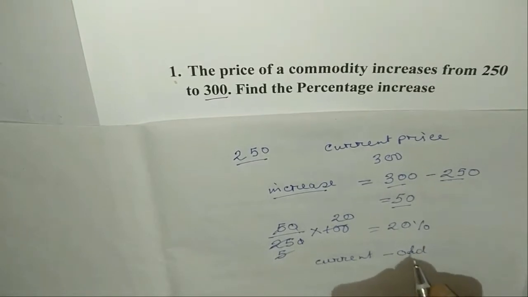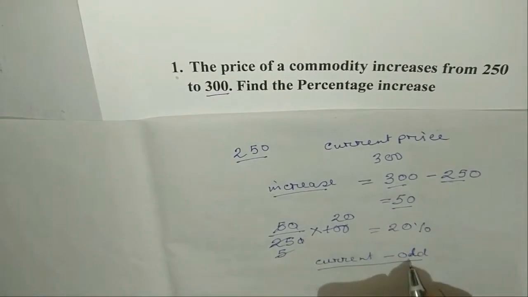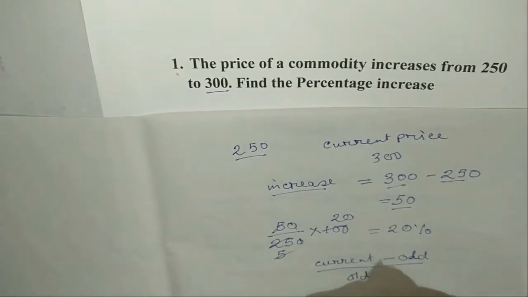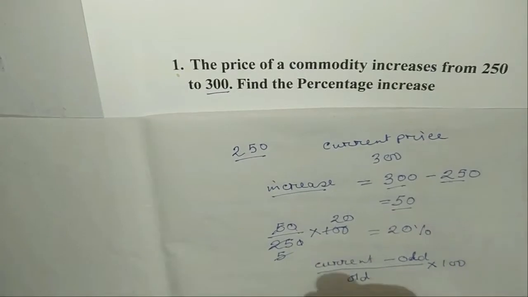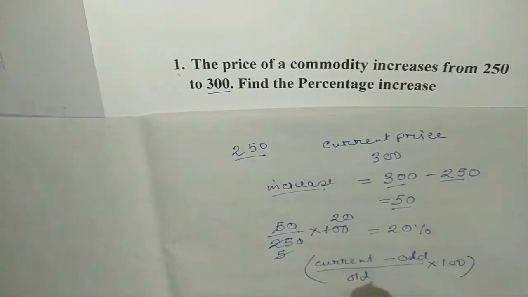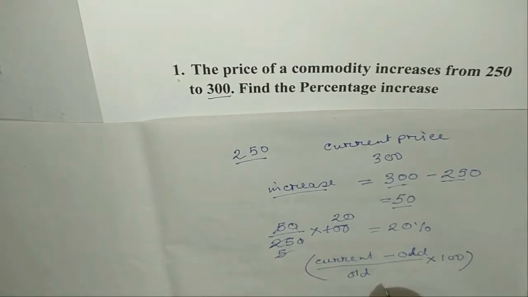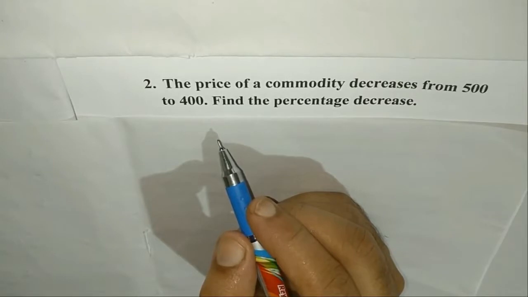Against the old price we are going to calculate the percentage. So the old price will be in the below, and then we need to always multiply with 100 because this is the percentage representation. So this is the formula we are going to use whenever we need to calculate the percentage increment for any commodity.